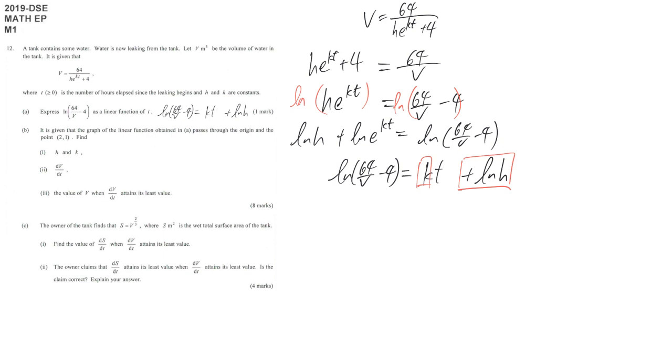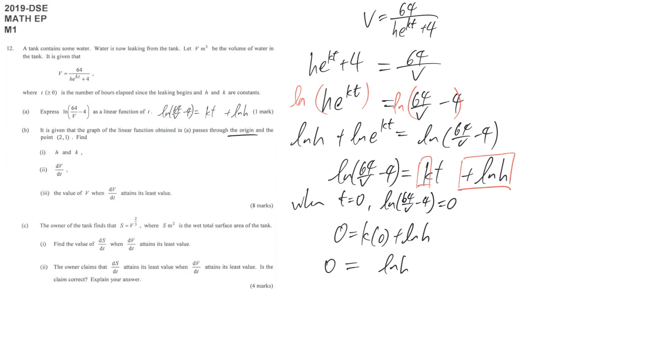To be more precise, passing through the origin means that when our input is equal to 0, then our output, the whole item here, is equal to 0 also. So if we substitute, we know 0 is equal to k times 0 plus natural log h. It supports the finding that natural log h equals 0. So on both sides we perform the opposite of natural log, that means e to the power of something, e to the power of 0. So h is equal to 1.